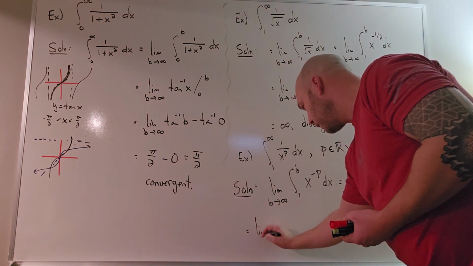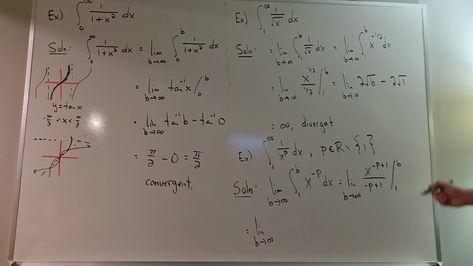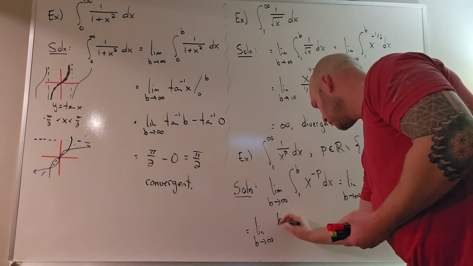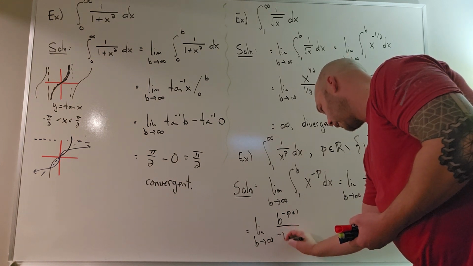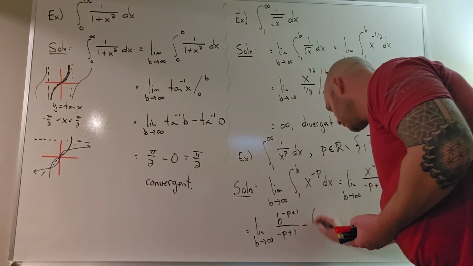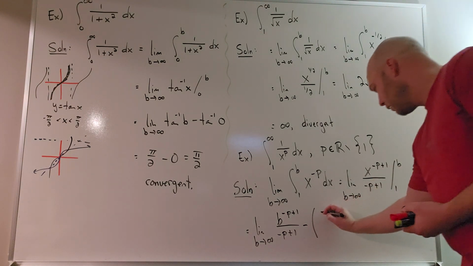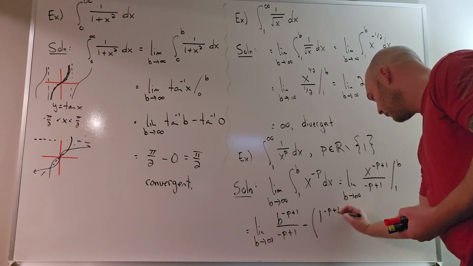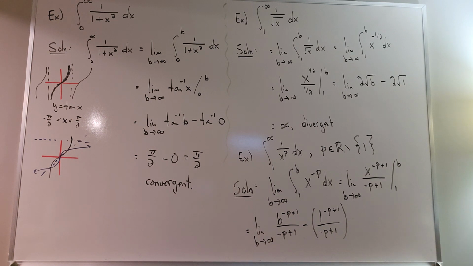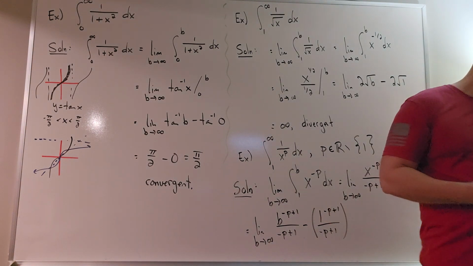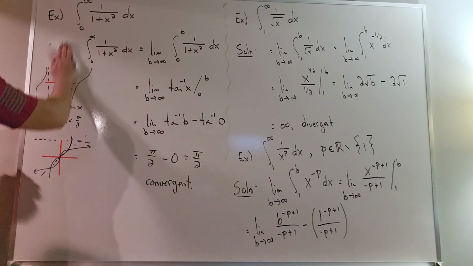which gives me the limit as b approaches infinity. I plug in my upper limit of integration. I get b to the negative p plus 1 divided by negative p plus 1, minus, plugging in my lower limit of integration, 1 to the negative p plus 1 over negative p plus 1. Okay, and I have to evaluate that at infinity. Clean up the side of the board, and we'll finish the computation up here.